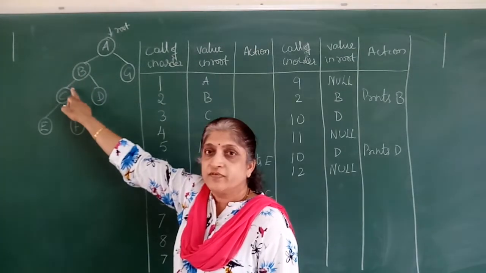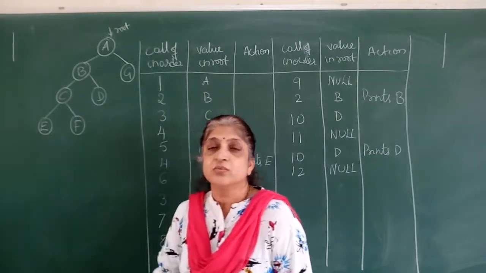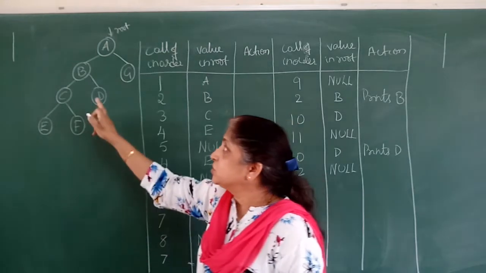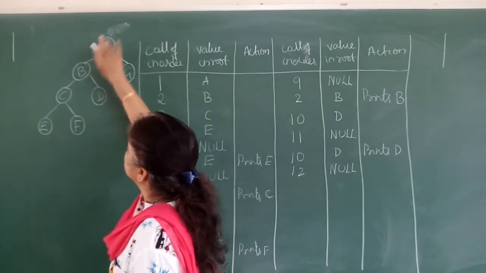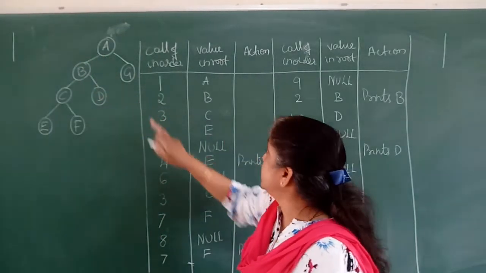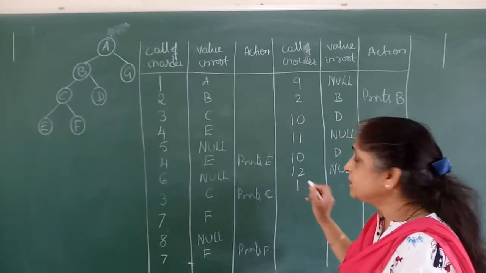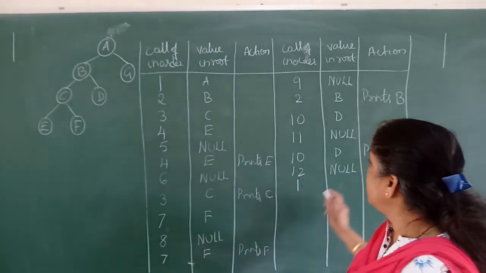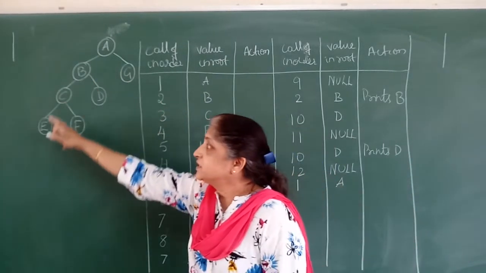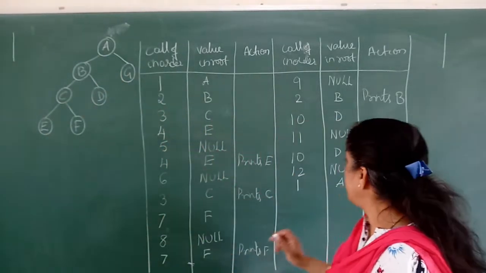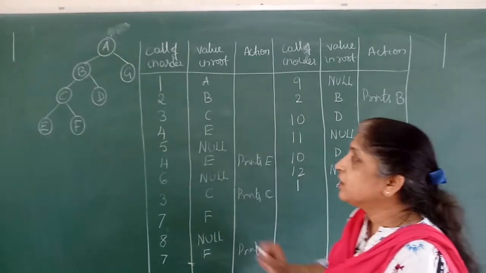The control returns to the previous call, where all of the left subtree and the right subtree of b are visited. Now the control returns to the calling function of b, that is, to the first call of the function, where the value in root was a. It has completely visited the left subtree of a, so it prints the root. It prints a.